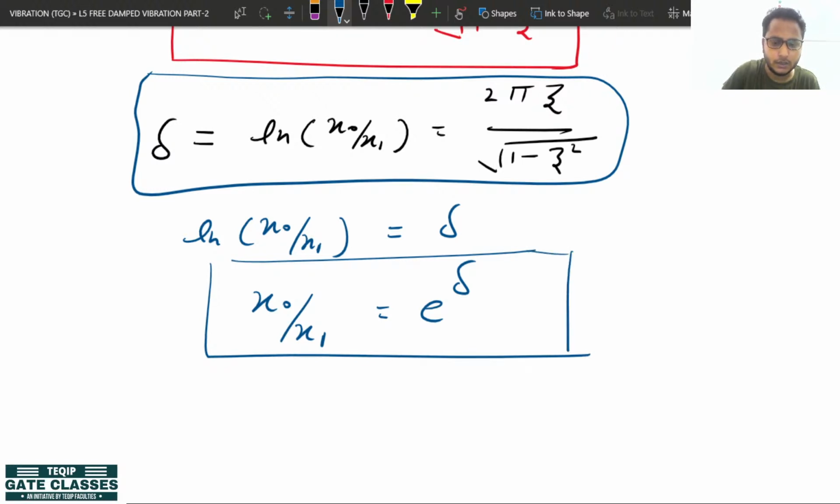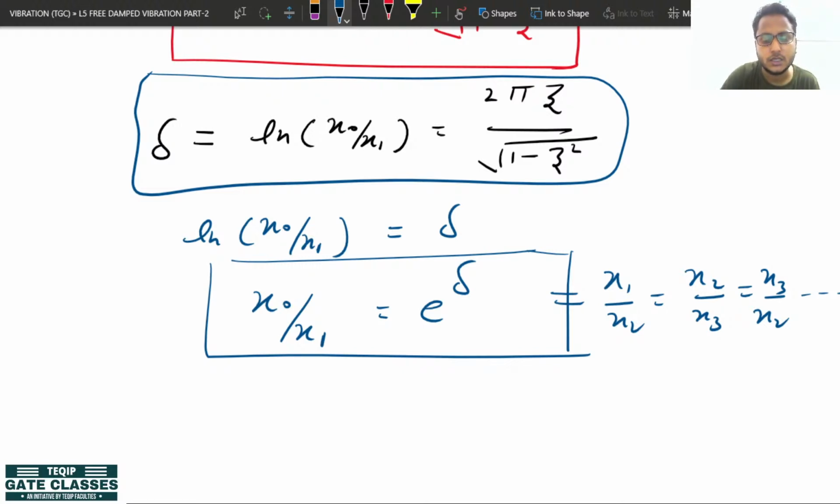The same value holds for successive ratios, meaning x1 upon x2 will be the same, x2 upon x3 will be the same, x3 upon x4 will be the same. So each and every ratio will be the same, but we have to take them in a successive manner, putting the larger value in the numerator and the smaller value in the denominator, because this value is more than 1.